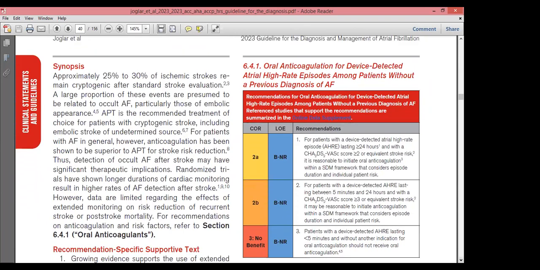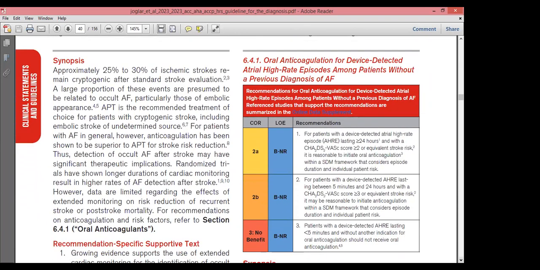Okay. This table is talking about oral anticoagulation for device-detected atrial high rate episodes among patients without a previous diagnosis of AF. So these are patients that are on a pacemaker and have never been diagnosed with AF. So now, using the atrial high rate episodes.